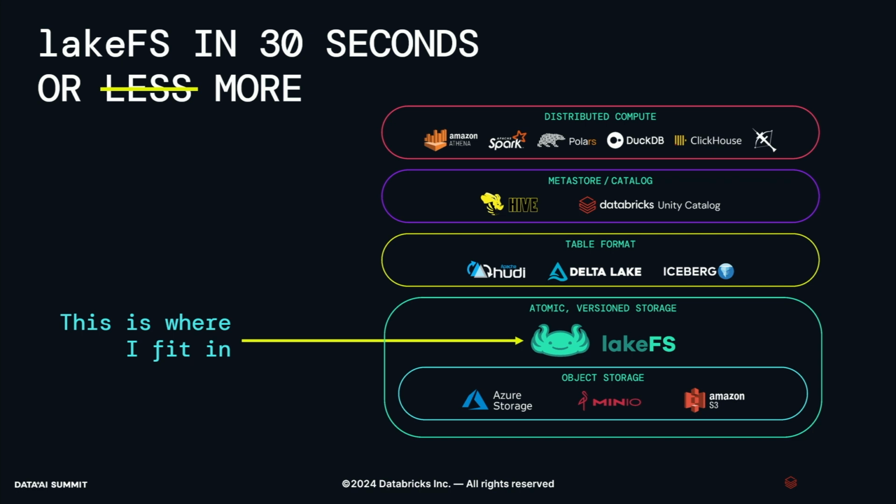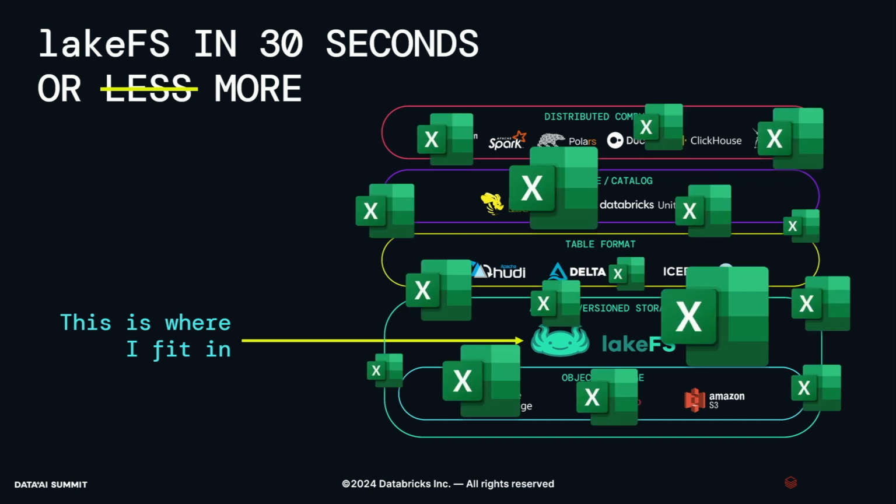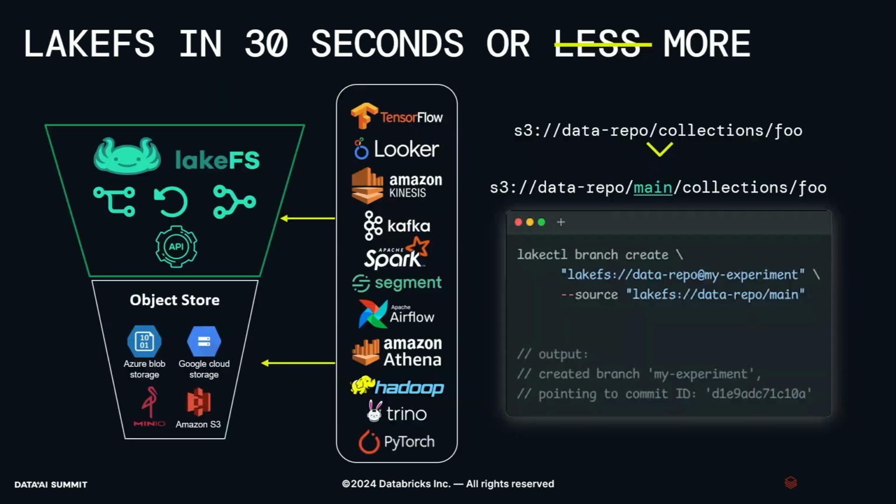lakeFS is a layer between the storage itself and all the components that run on top, right? So if I have Delta tables, if I have Iceberg, if I have a Spark cluster, all of these run on top of lakeFS, and lakeFS creates a facade on top of the storage. Right? lakeFS is not replacing that storage layer, it's just a metadata layer on top. We still have Excel files, don't worry.